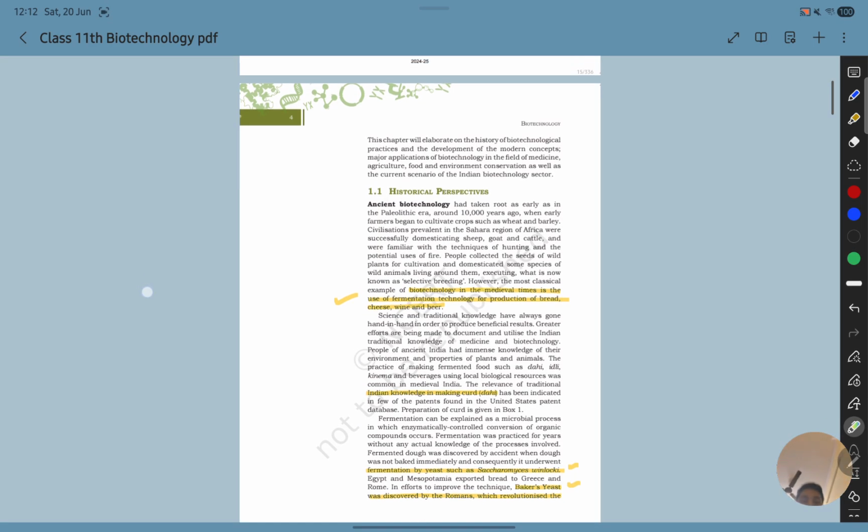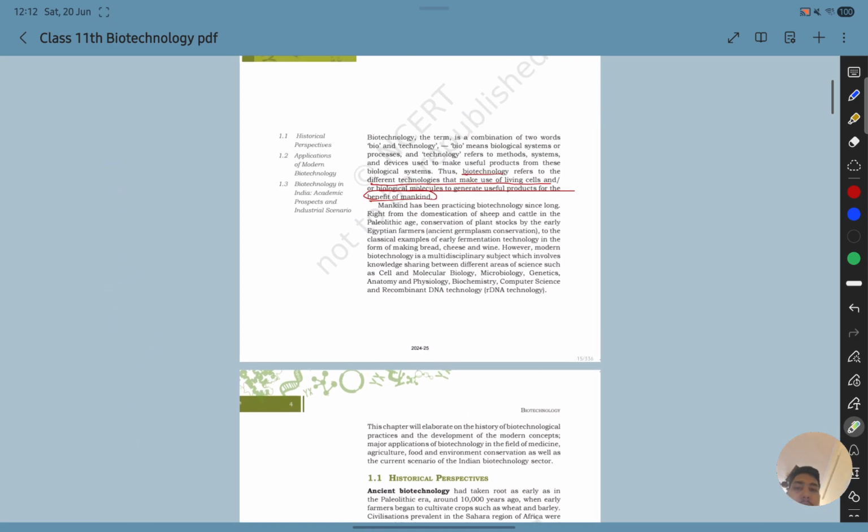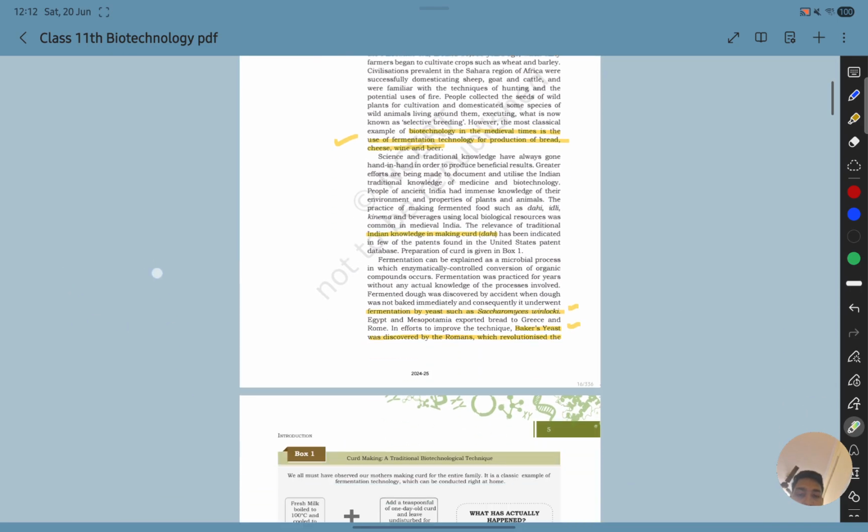I have already read it, so I will only tell you the facts and figures so that you can either mark them or make short notes on them. So let's get started.